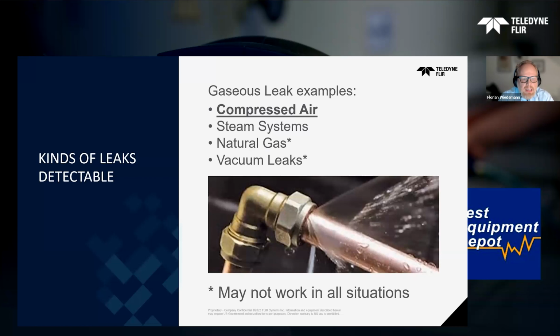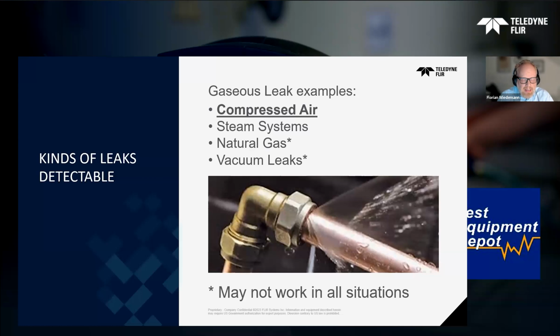For example, very small methane leaks like are required to be detected in the upstream oil and gas industry might not be detectable with this method. Vacuum leaks are producing a turbulence into the inside of the component, which means less noise is transferred to the camera, but we have detected vacuum leaks in the past as well.